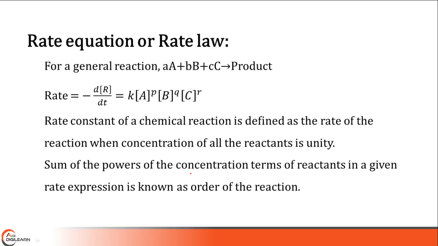Finally, let us see the rate equation or rate law. For a given chemical reaction, aA plus bB gives cC, the equation which describes the dependence of the rate on the active concentrations of the reactants is known as the rate equation. In this rate equation, the constant k is known as the rate constant. We can define the rate constant as the rate of chemical reaction per unit concentration of all the reactants. In this rate expression, if we take the sum of the powers of the concentration terms, p plus q plus r, we get the order of the reaction.